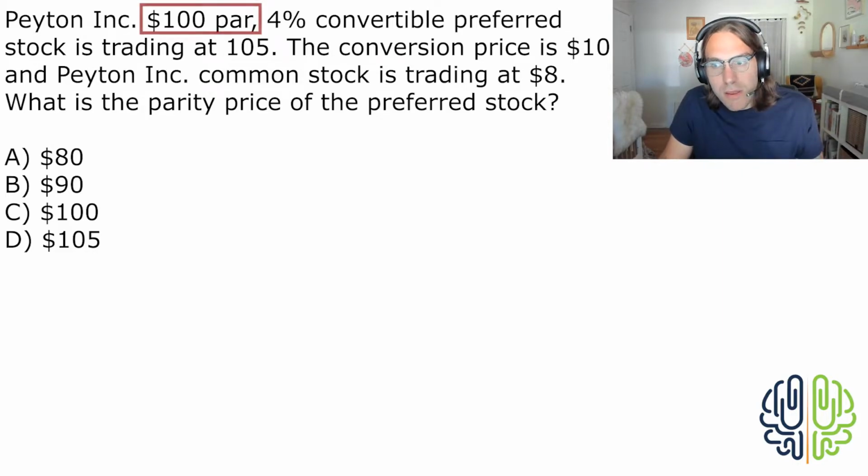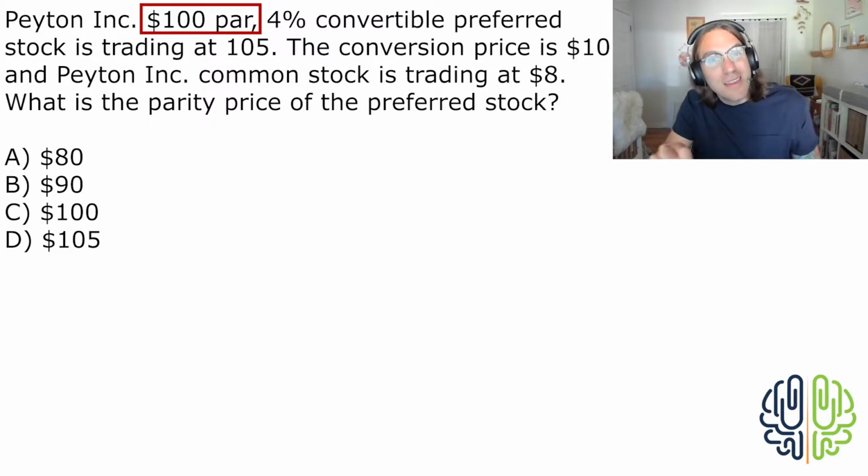$100 par is basically the face value of this preferred stock investment. The par value is important for a couple of reasons. First and foremost, a lot of securities like preferred stock are issued at their par value. Same thing with a lot of bonds. That's not always the case, but that usually happens. The par value is also important because that is what the dividend rate for preferred stock is based upon.